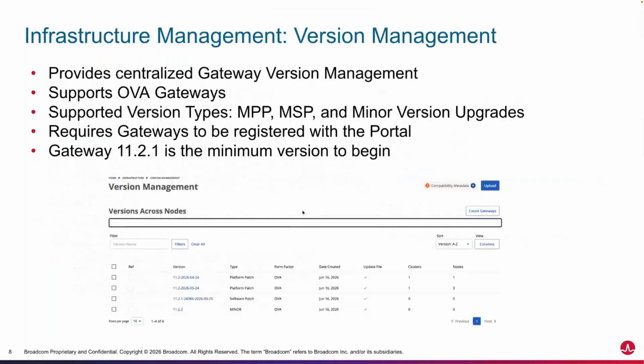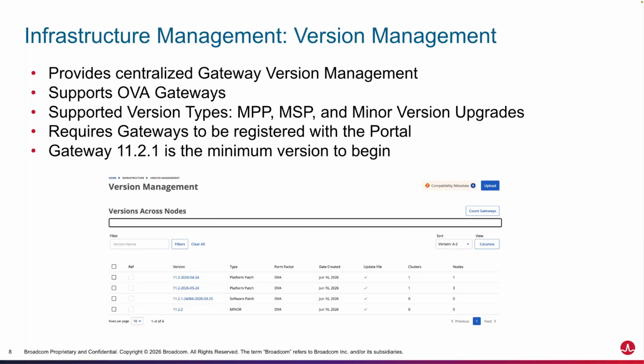Right. Next major set of capability here is around this idea of version management within our infrastructure management category. The idea here is this is going to give you a centralized way of managing your gateway versions. It's supported for the virtual appliance OVA gateways today, and it's going to help you with applying the MPPs, the MSPs, and doing minor version upgrades of those gateways.